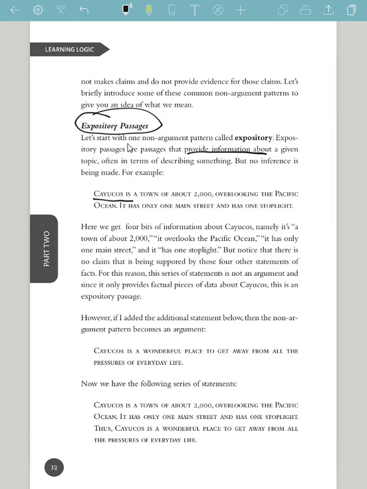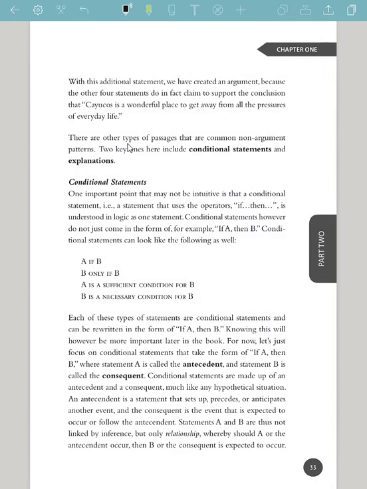Notice too, as the inserts ask, you could have a conditional statement that's a non-argument. I'm not going to go through this, but I advise that you seriously read this section. Very, very important. As you're talking about an if-then statement, a conditional is always an if-then statement.